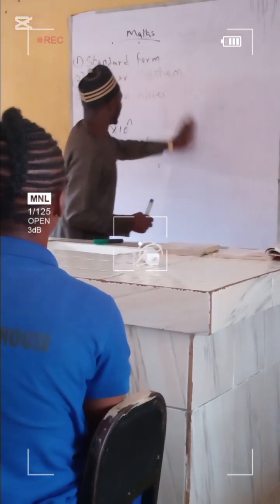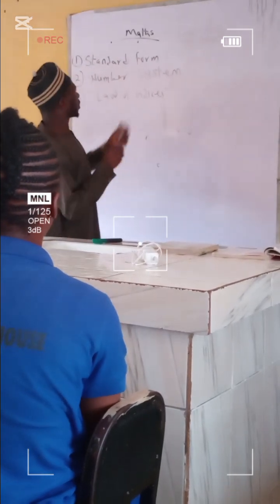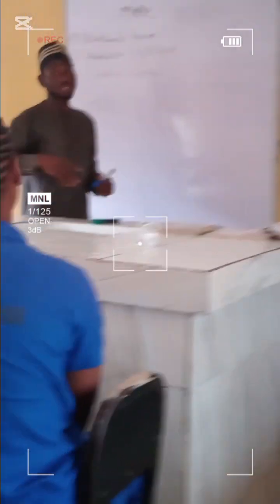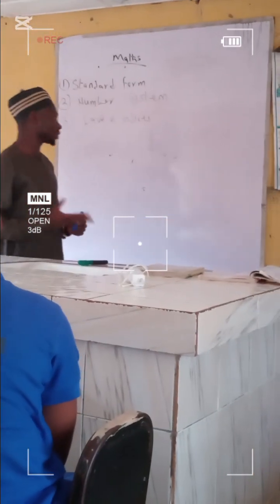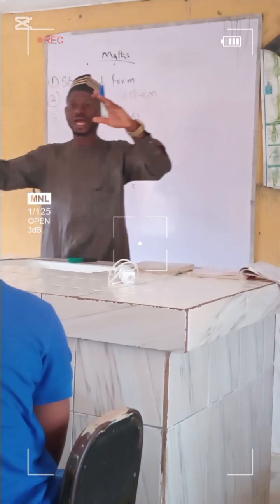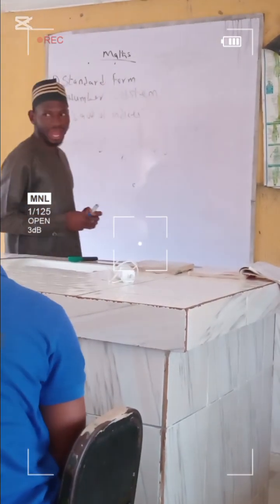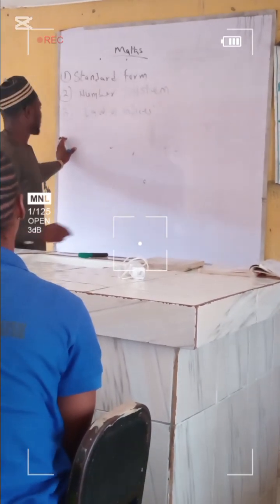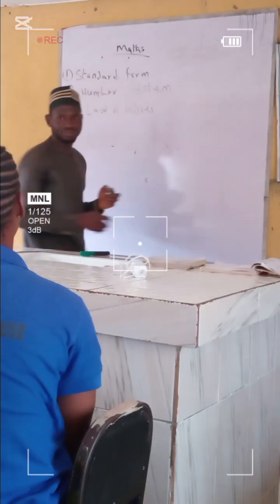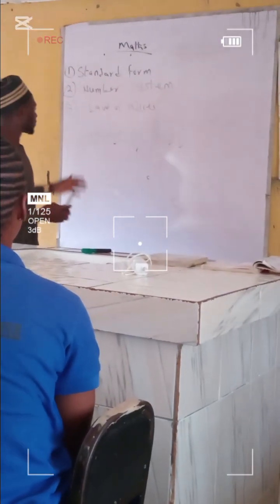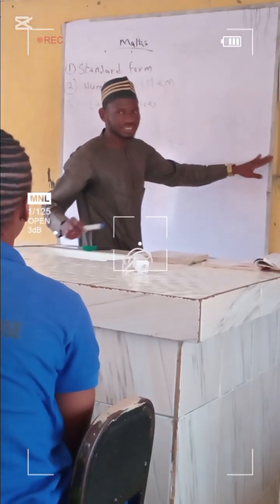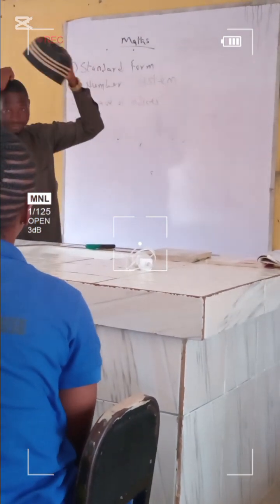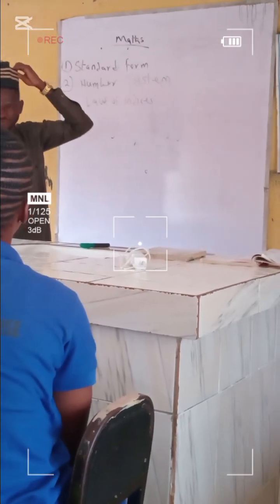In some textbooks they call it the index notation. Index notation means you can have a very large number. Maybe if you are asked to write 1 million, or 10 million, the length of this box might not be able to contain it. So what standard form does is to reduce it. You can write it in a very short form.